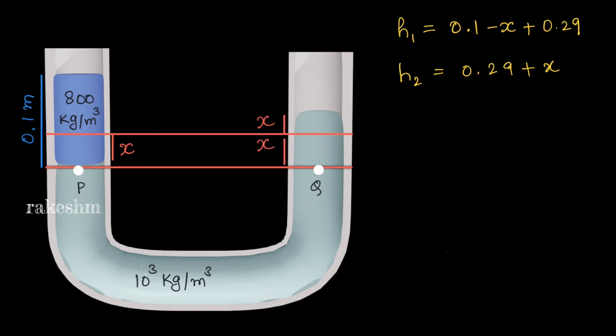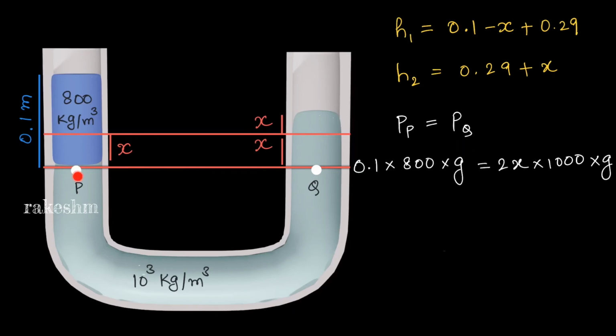Let us choose 2 points P and Q. P is in the water just below the kerosene and Q is at the same level as that of P. Now as P and Q are at the same level in the same liquid, we can say that the pressure at P equals the pressure at Q.